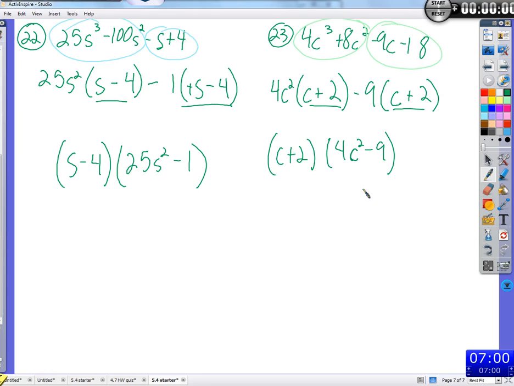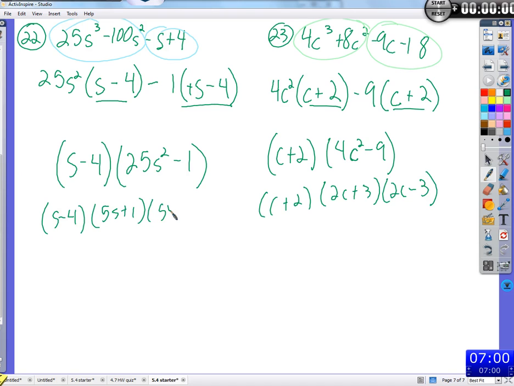What kind of number is 4? And 9 is also this kind of number. Squares? Difference of squares. 2c plus 3, 2c minus 3. And for that matter, take a look at this one. S minus 4 is 9, well, square. 5s plus 1, 5s.